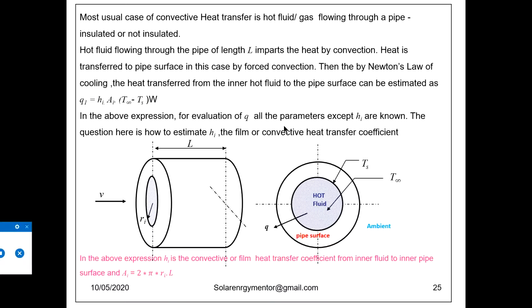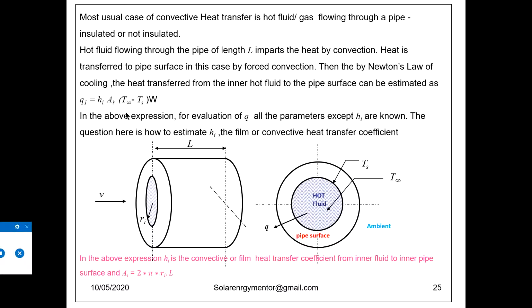The most usual case of convective heat transfer is hot fluid or gas flowing through a pipe, insulated or not insulated. So you can say that this is a pipe through which hot fluid is flowing. This hot fluid is giving its heat to the pipe surface, so the pipe is becoming hot. The pipe gets heated due to convection. Hot fluid flowing through the pipe of length L imparts heat by convection. Heat is transferred to the pipe surface in this case by forced convection, because the water is not steady here; it is moving with a certain velocity.